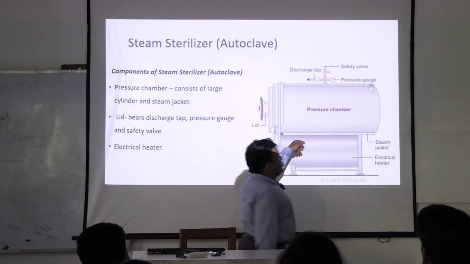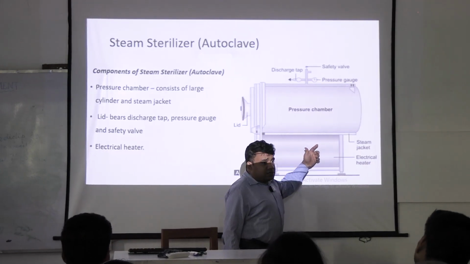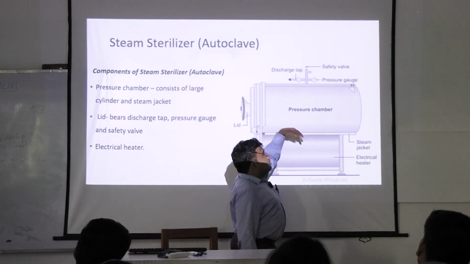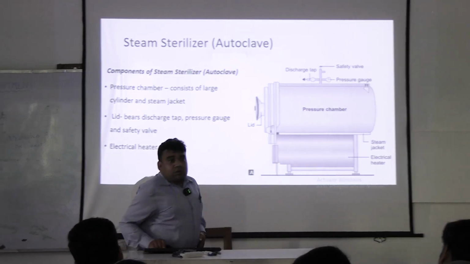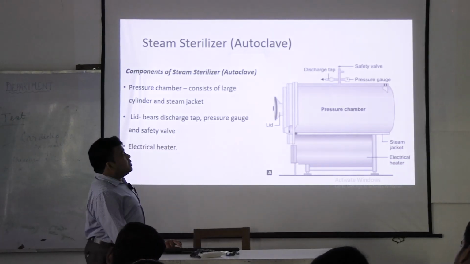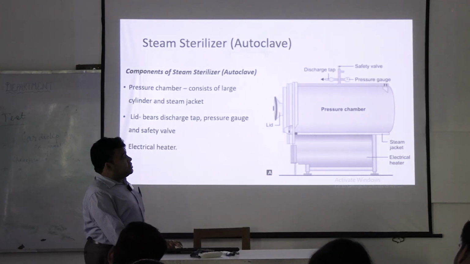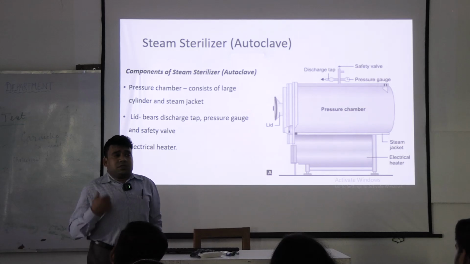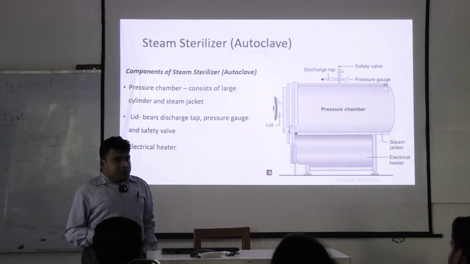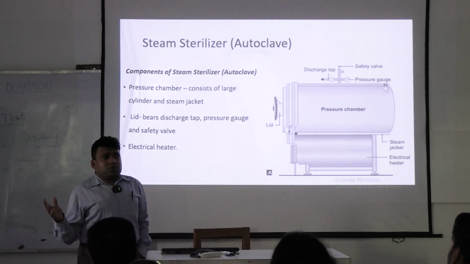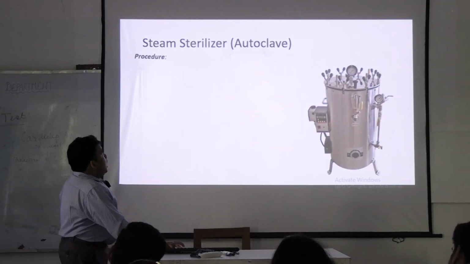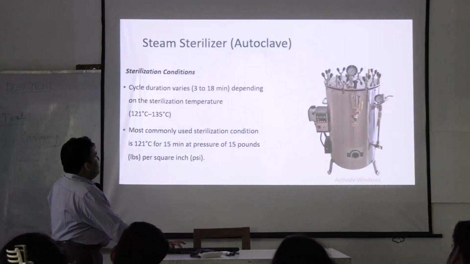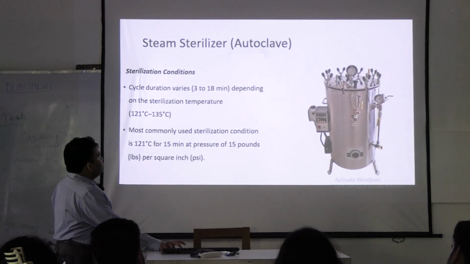There is a steam jacket, there is a pressure chamber, and there is the electrical heater. The electrical heater heats the steam, the pressure chamber increases the pressure till it reaches 15 pound. When the temperature is 121 degrees centigrade, then it is kept for 15 minutes. Then the septal valve is released, the pressure is let go, the temperature drops down, and when it is conducive to take out the materials, we take out the materials. Okay, that is all about the sterilization.